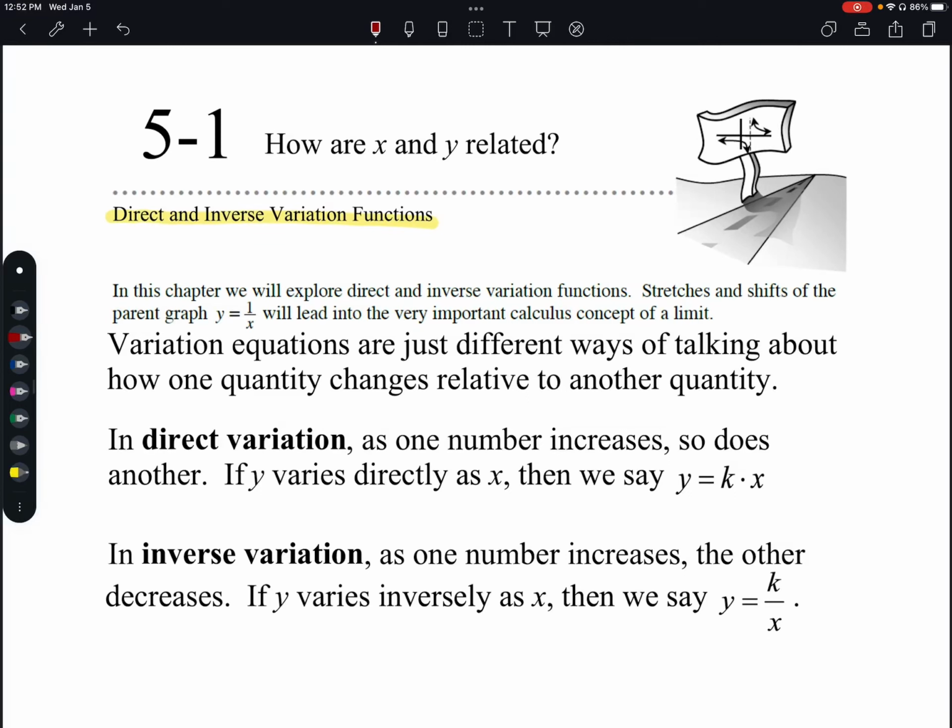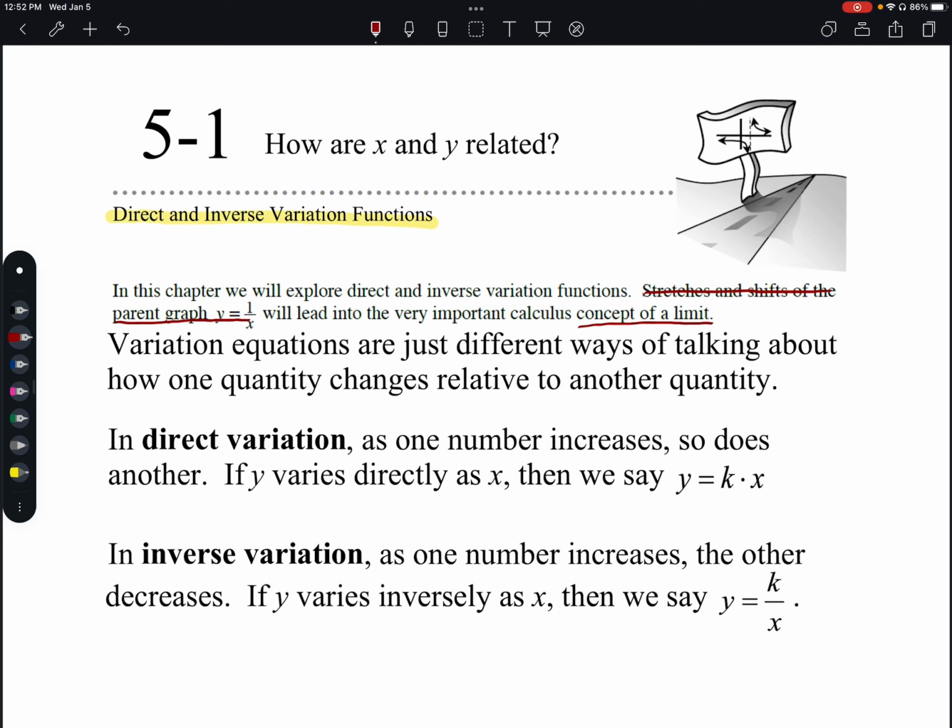Welcome to the notes for 5-1. Today's lesson is titled, How are X and Y related? We're going to focus on direct and inverse variation functions today. As we progress through the chapter, we're going to look at stretches and shifts of the parent graph y equals 1 over x, and then we're going to end chapter 5 by talking about the concept of a limit.